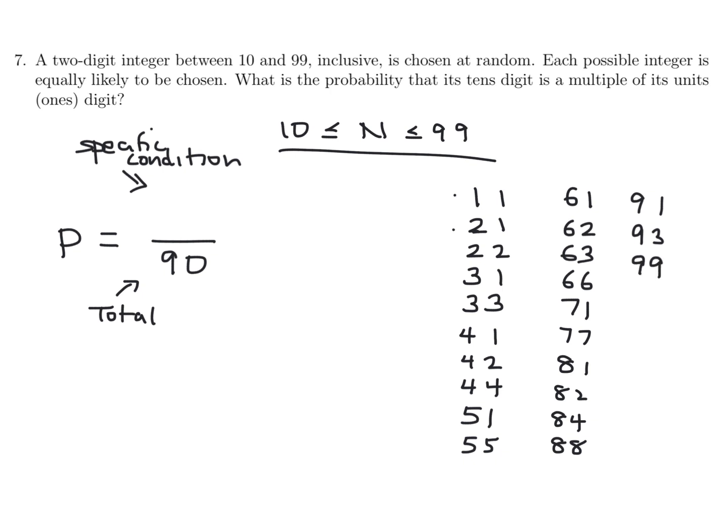So let's count these. 1, 2, 3, 4, 5, 6, 7, 8, 9, 10, 11, 12, 13, 14, 15, 16, 17, 18, 19, 20, 21, 22, 23. So 23 goes there. And I think that's it. That's the probability.